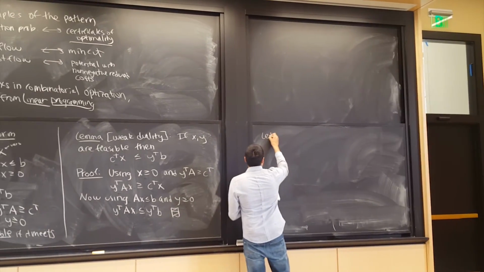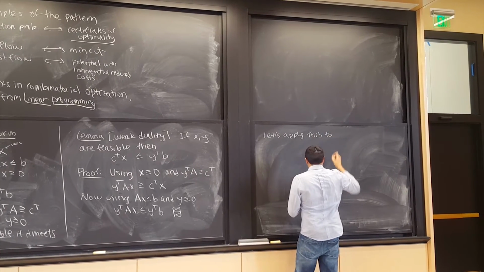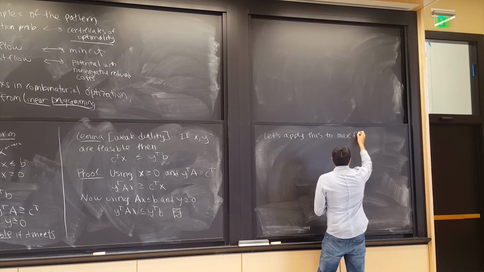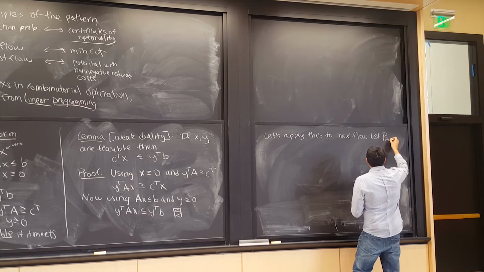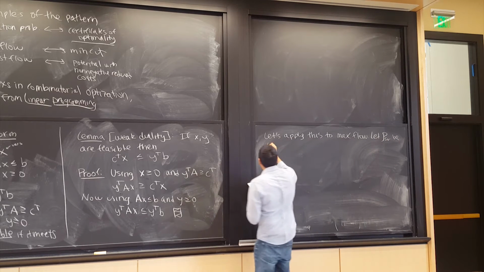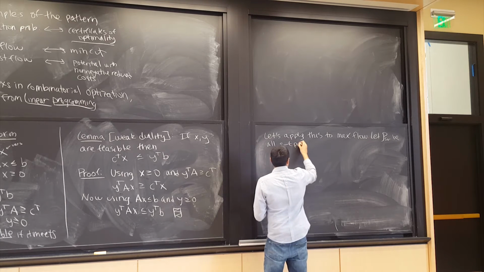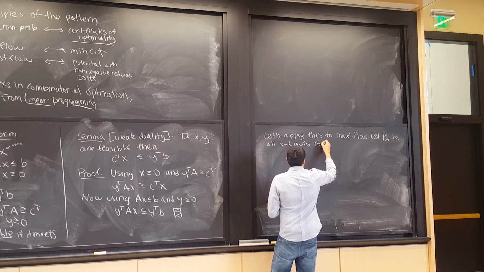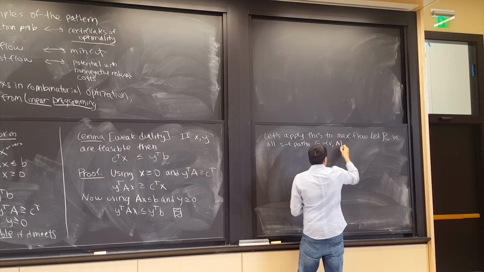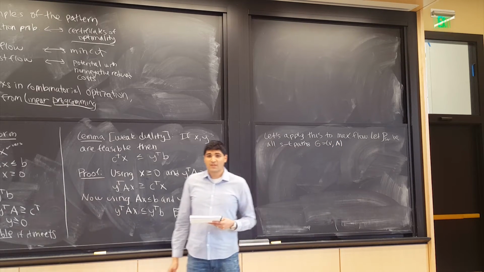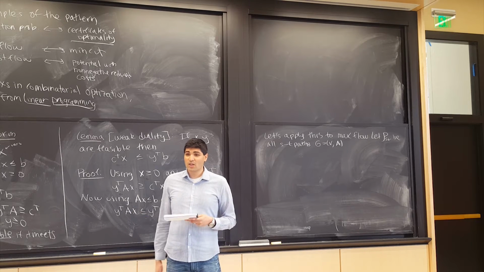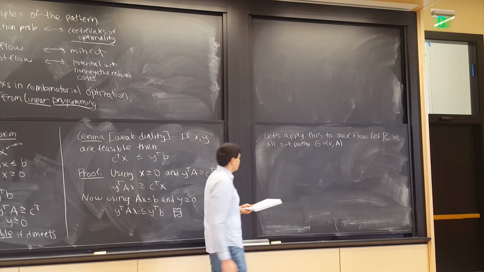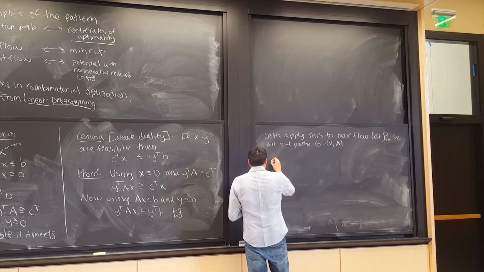So let's apply this to max flow. And I'm going to do this pretty bizarre thing that I'm going to let P_ST be all the ST paths in some directed graph G. Okay? So that's a huge set of paths, right? That's potentially exponentially many paths. And I'm going to create an exponentially large matrix. Just because.